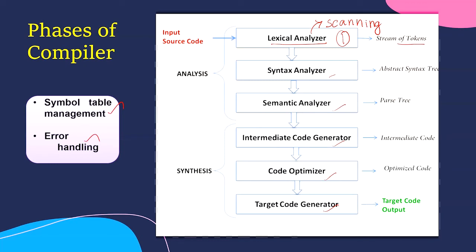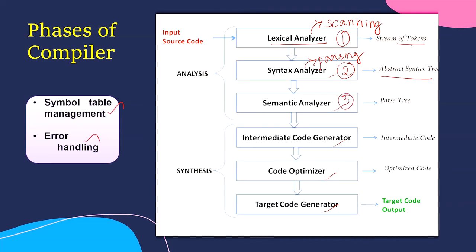Syntax analysis. Syntax analysis is the second phase of a compiler, and this is also called parsing. The parser converts these tokens produced by the lexical analyzer into a tree-like representation called a syntax tree or parse tree.